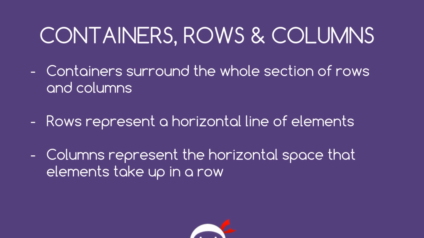Now, we've already seen rows and columns a little bit, but containers surround the whole section of rows and columns. If you want to use the grid system, you have to put it within a container div, okay? Then rows represent the horizontal line of elements, we've already seen those, and columns represent the horizontal space that each element takes up. For example, it takes up 4 columns of width, or 8 columns of width, or 6, or 5, whatever you want it to be, okay? So they're the three key components that we're going to look at over the next 3 lessons, and we're going to start with containers.